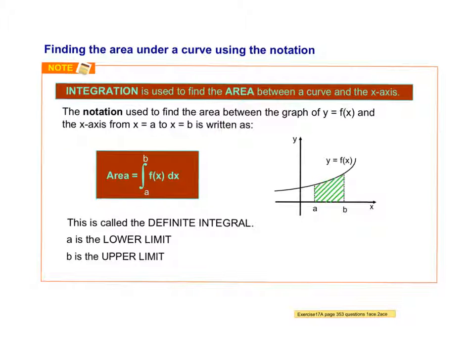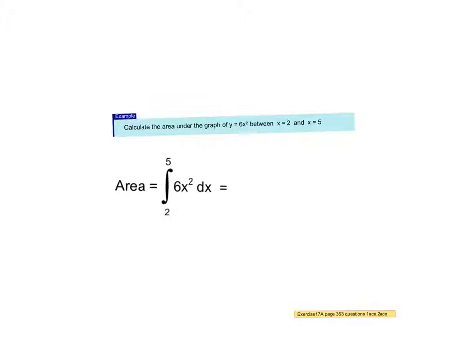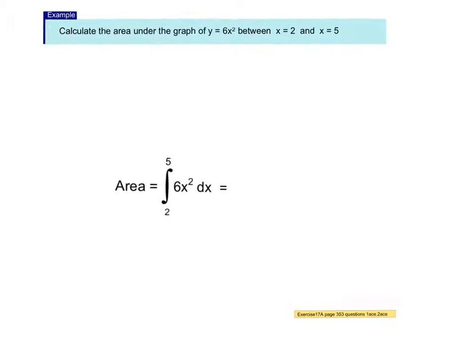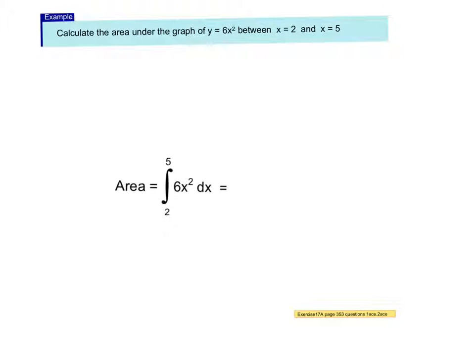So in particular, we'll make use of limits to try and evaluate what the area is between two values of x, a and b. The furthest right limit is the top limit, or the upper limit, and the furthest left is the lower limit. The example that we're going to do is fairly straightforward, to start with at least. So we are going to try and calculate the area under the graph of y equals 6x squared between x equals 2 and x equals 5.